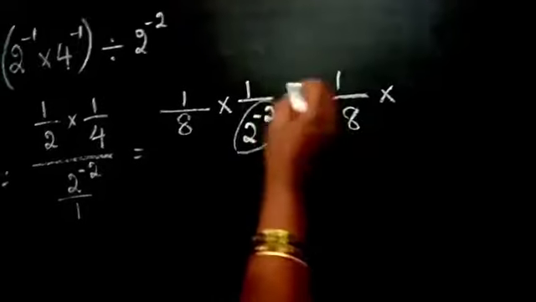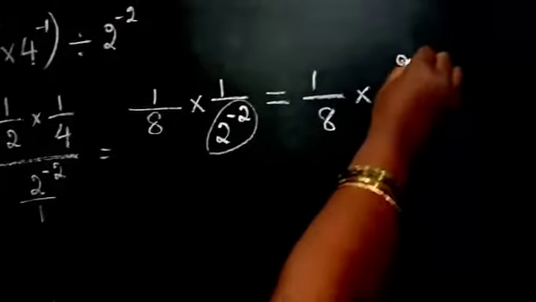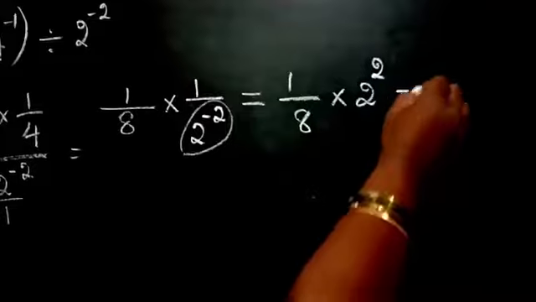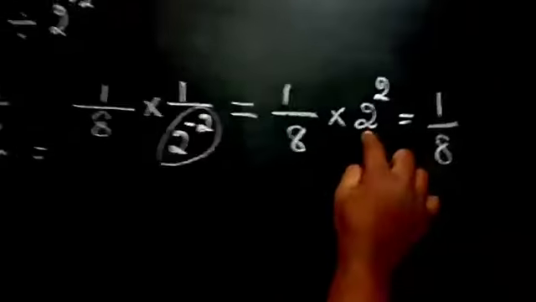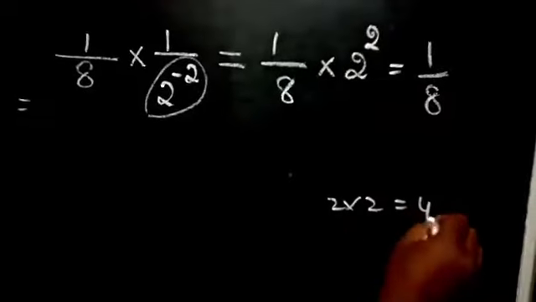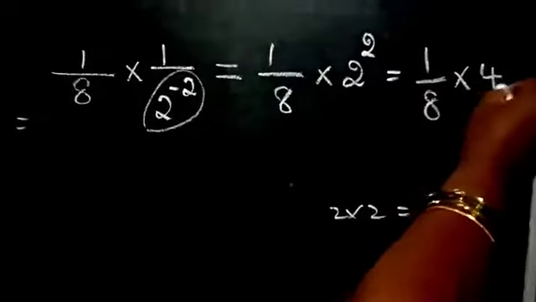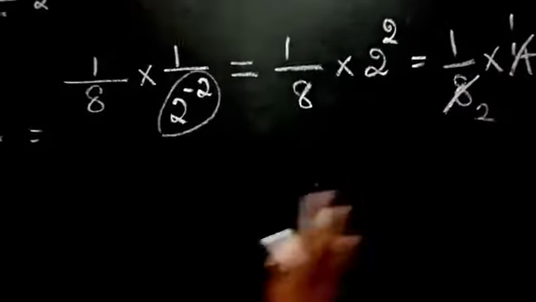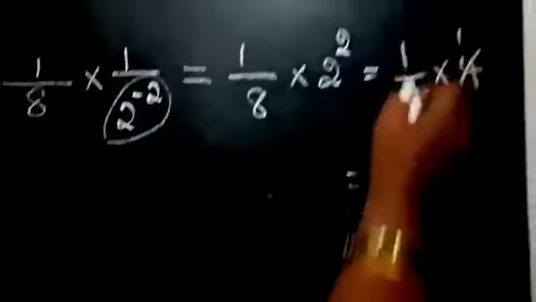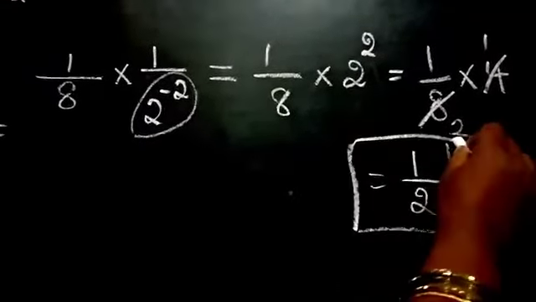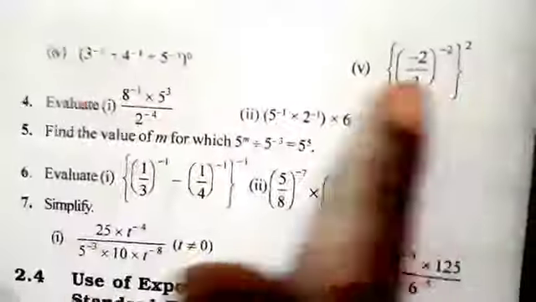When we take it to numerator, 2 to the power of minus 2 will become plus 2. Now 1 by 8, 2 to the power of 2 is 2 into 2, 4. So this 4 we can write here. Now 1 4s are 4, 2 4s are 8. So our answer is 1 into 1, 1 divided by 2. This is our answer. Remaining sums do as homework.